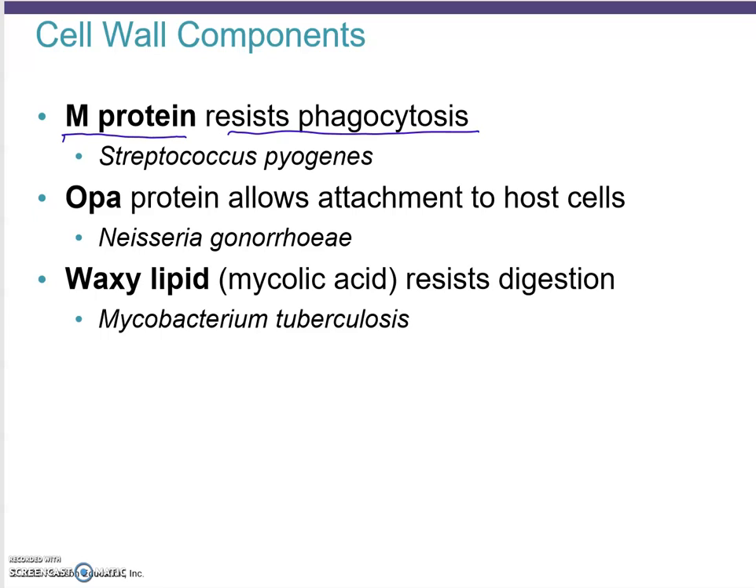Neisseria gonorrhoeae uses the Opa protein to help it attach to host cells and increase its pathogenicity. And mycobacteria, such as Mycobacterium tuberculosis, use a waxy lipid, mycolic acid, that is part of their cell wall, to resist digestion by phagocytic cells.